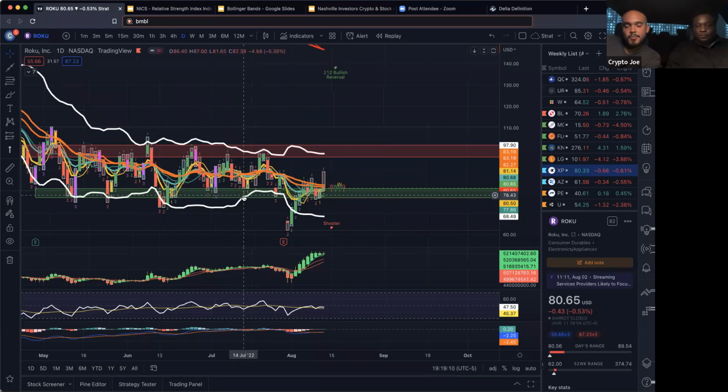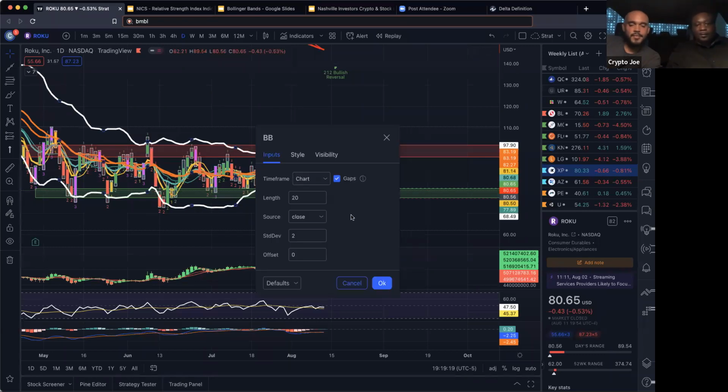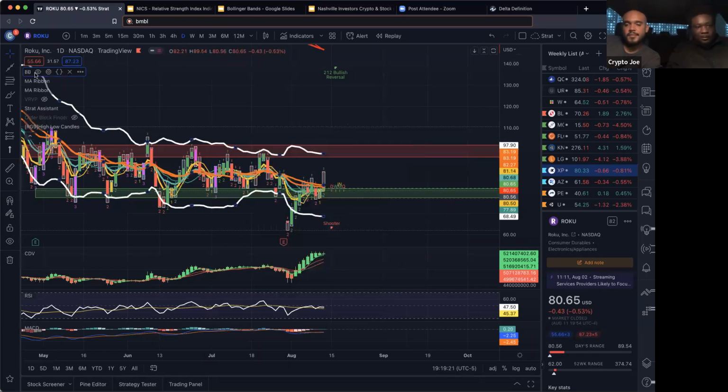Do you use any moving average? Yeah, that's what I was just talking about. The orange, yellow, and the green. Those are the moving averages that we use. I think they're 5, 20, and 10. Yeah, 5, 10, and 20.